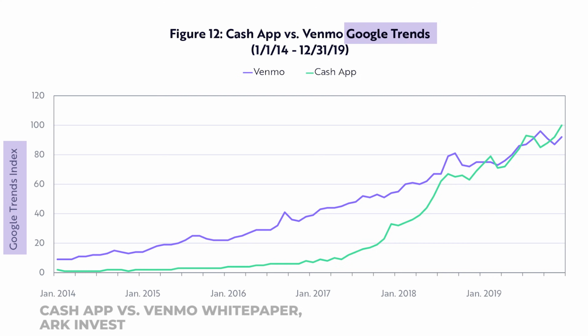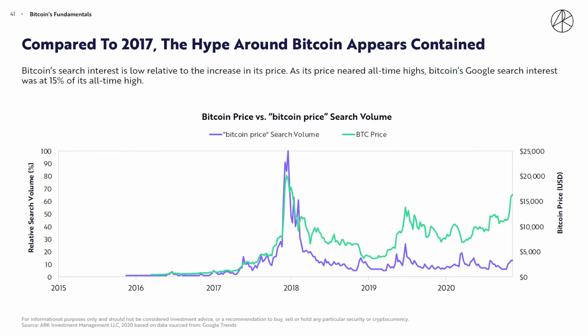interest in PayPal's Venmo. Why is Cathie Wood so confident that there's more to Bitcoin's price than just hype? Because Google Trends shows Bitcoin's relative search interest staying the same while its price continued to climb. These are real investing insights that are moving billions of dollars.